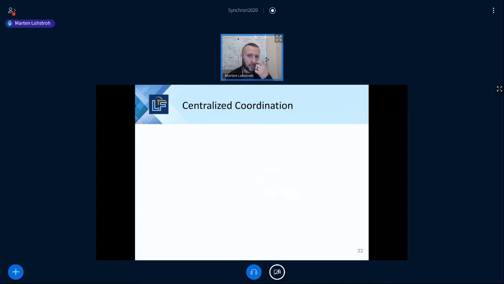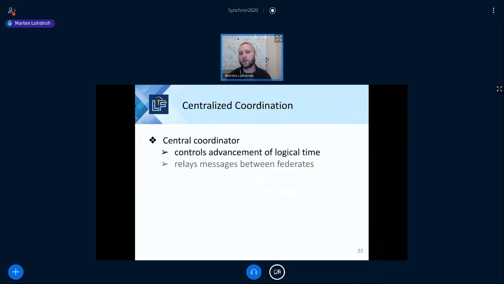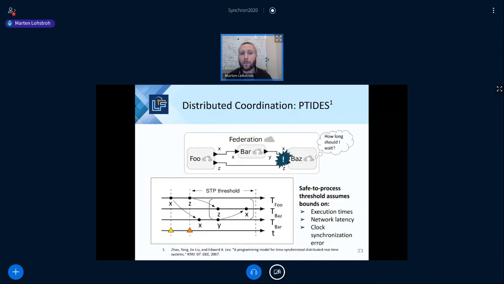So if we choose a centralized coordination, then we have a central entity that is also co-generated from the program, through which all the messages flow, and it controls the advancement of time. I won't go into the details of that, but of course this can form a performance bottleneck, and it also becomes a single point of failure. Perhaps more interesting is our fully distributed coordination model, in which each federate controls its own advancement of time.